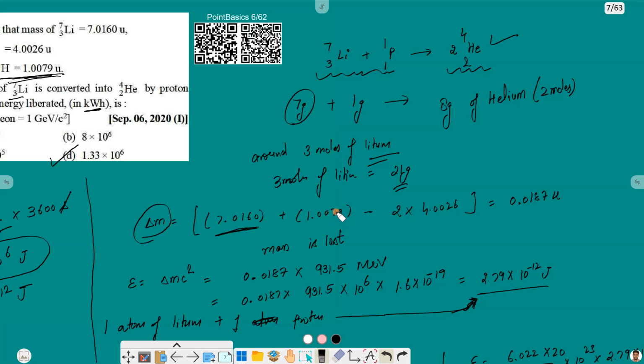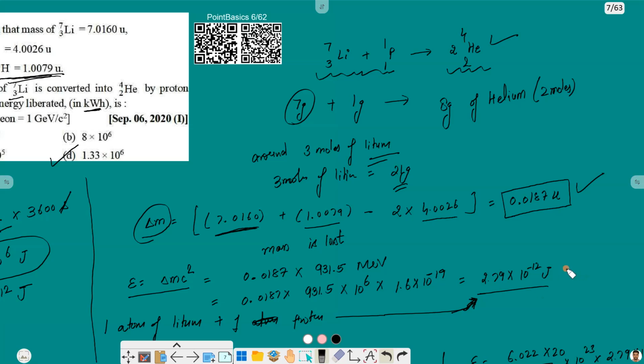Similarly, 1.0079 is the mass of one proton, and this 4.0026 is the mass of one atom of helium. So that's why, when we calculated delta M, it is the mass lost when individual atoms of lithium and proton produce helium. So it is the mass lost when one atom of lithium enters into the reaction. Now from this, we can convert it into energy.